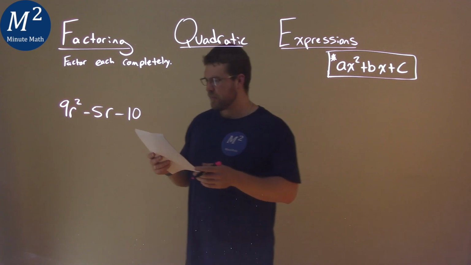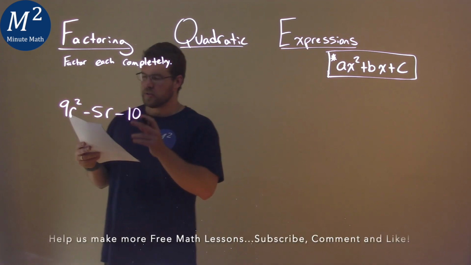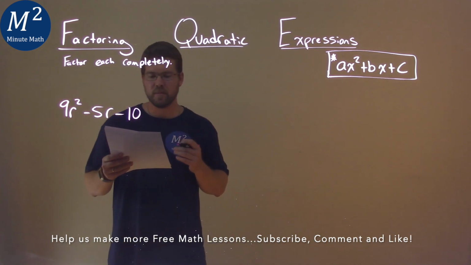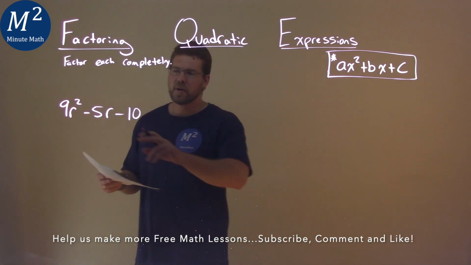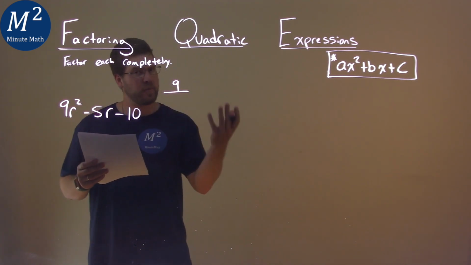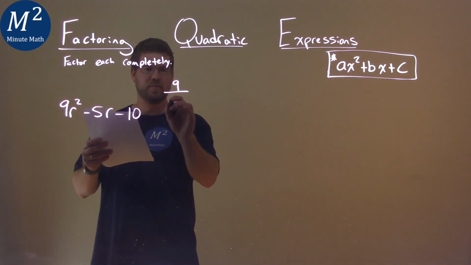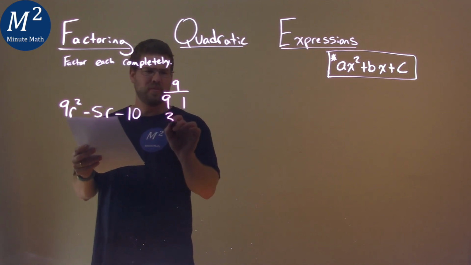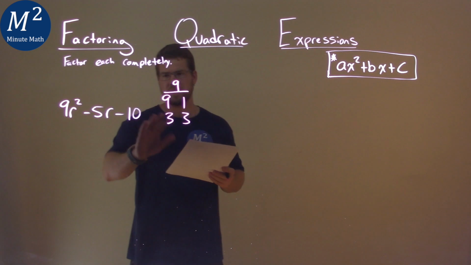We're given this problem right here: 9r squared minus 5r minus 10, and we have to factor this completely. First thing I'm looking at is my a value, it's a 9. Two numbers that multiply to be 9 are either 9 and 1, or 1 and 9, and 3 and 3. Those are the two options to set this up.